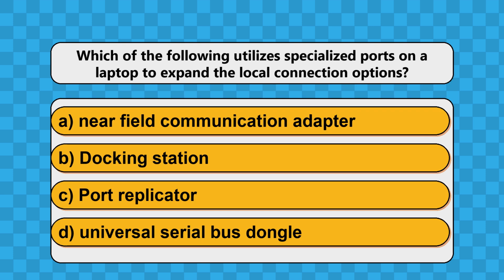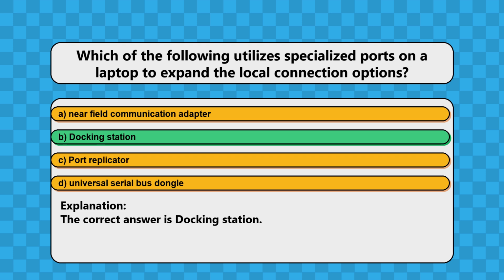Question 43. Which of the following utilizes specialized ports on a laptop to expand the local connection options? Option A, near-field communication adapter. Option B, docking station. Option C, port replicator. Option D, universal serial bus dongle. The correct answer is option B, docking station. The correct answer is docking station.